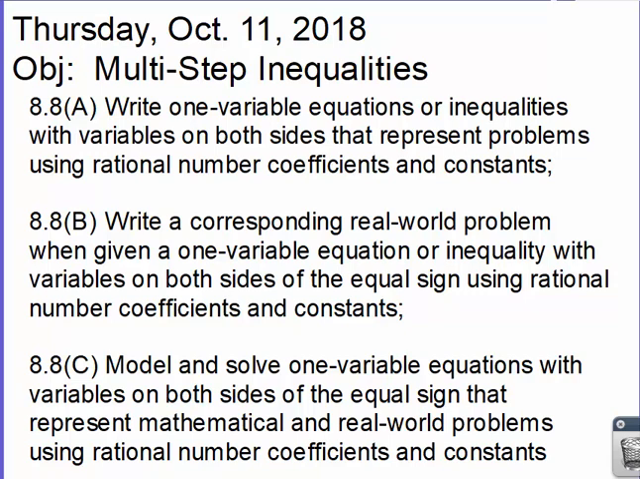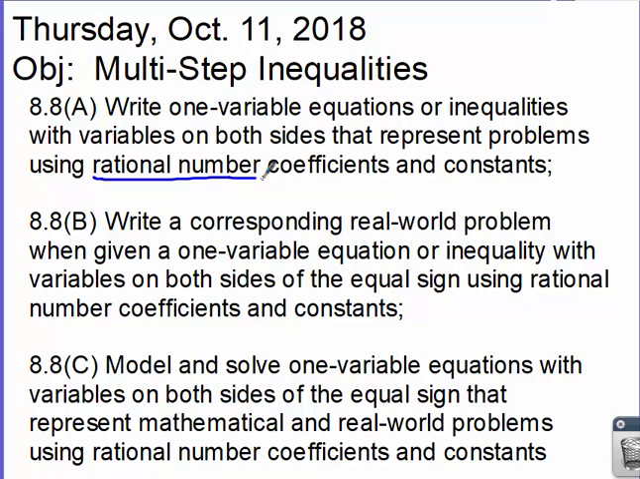So 8.8a says that we've got to write one variable equations or inequalities with variables on both sides and represent problems using rational number coefficients and constants. So that means that we can use any kind of number that we want pretty much. That's a fraction, a decimal, a positive number, a negative number. We're going to have all of those. But we won't have irrational numbers. We will have just the rational side of the real numbers as part of this.